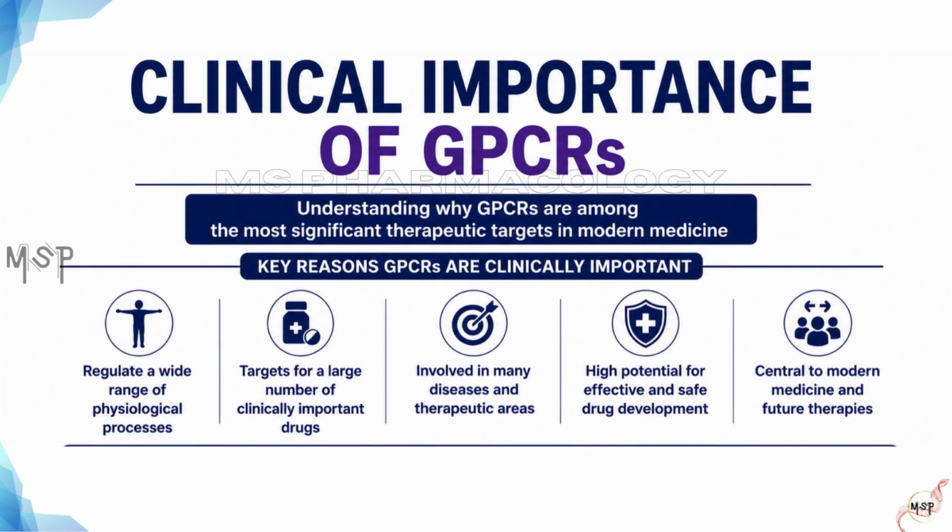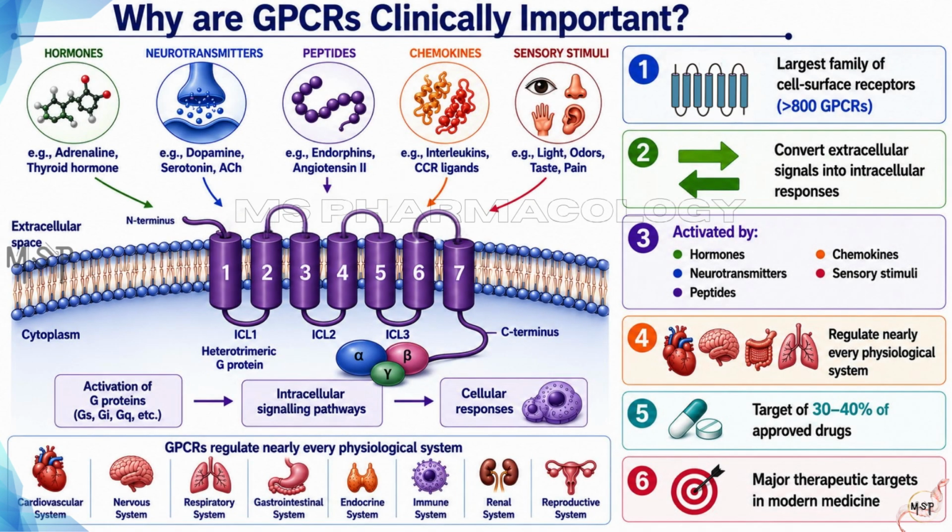Let us now consider why GPCRs are so important in medicine and pharmacology. GPCRs are the largest family of cell surface receptors in humans, with more than 800 receptors identified in the human genome. They are present in almost every tissue and organ and function as molecular signal transducers, converting extracellular signals into intracellular responses through G proteins and second messengers.